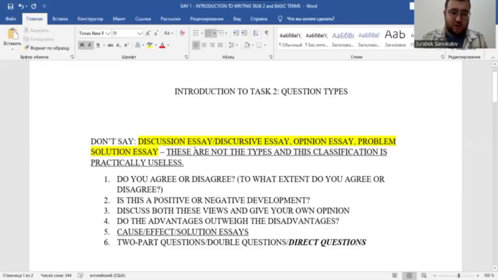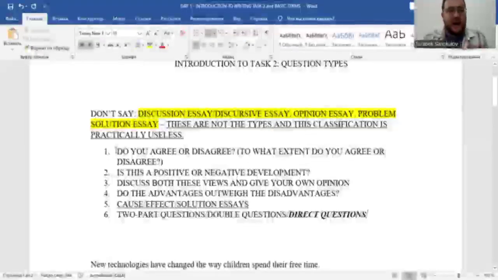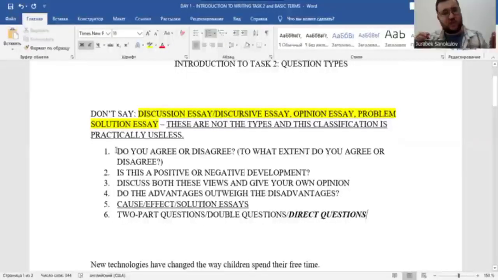And then problem solution. Do not say that, because you have just seen that the question may not ask you to discuss the solutions. So when you're not asked to discuss the solutions, calling the essay a problem solution essay doesn't make sense. So instead, use this approach to classification, right? You just read the question, and that question will be your question type, right?